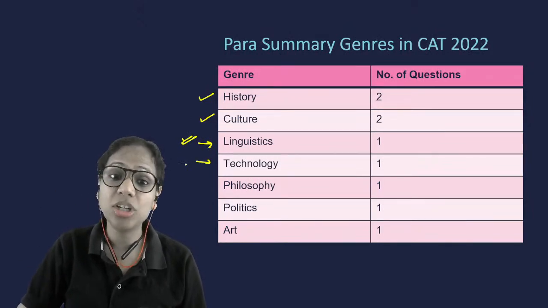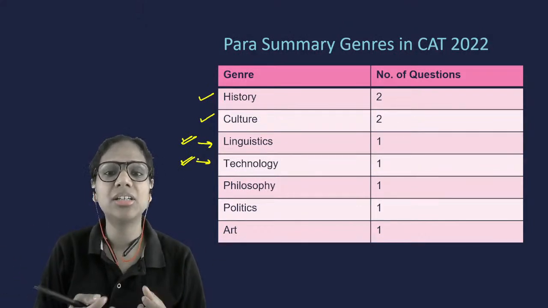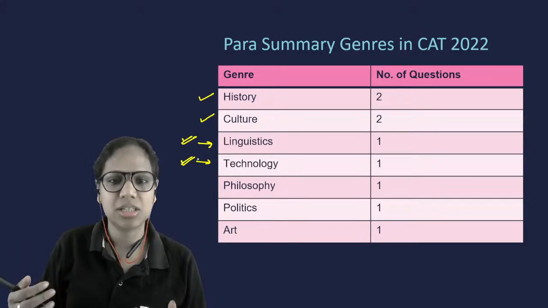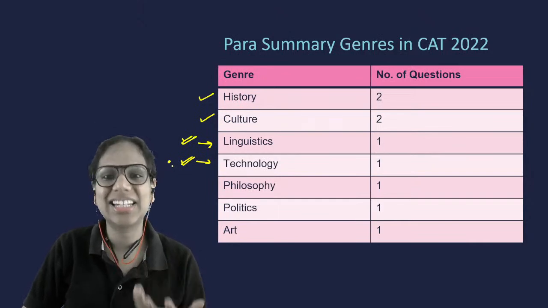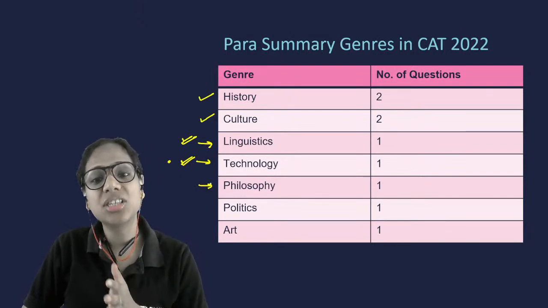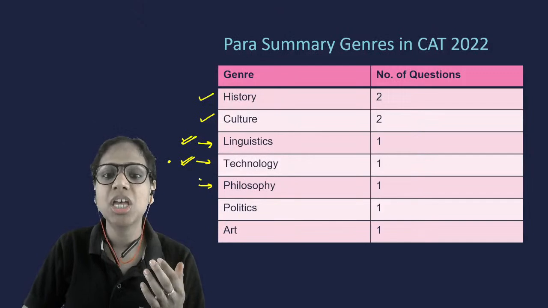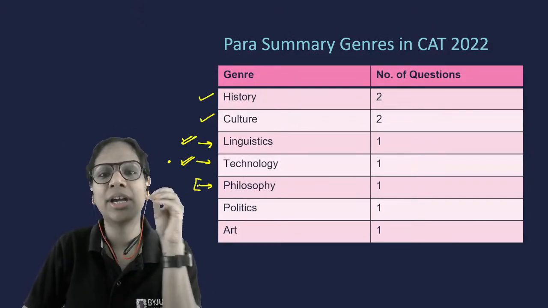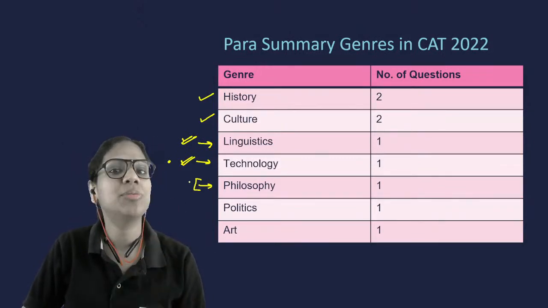Linguistics. Technology, again, technology, I think, we are so enveloped around technology that it has become a very important topic for us, be it for VA, be it for RC. So I think you should read up a lot on technology, right? Science and tech. Philosophy. So lately we have seen a resurgence of philosophy based questions in CAT. So if you pick up the last 2 years papers, you will find philosophy based RC passages also, and in the VA also you will find philosophy sprinkled across questions. So again becomes an important genre for you.